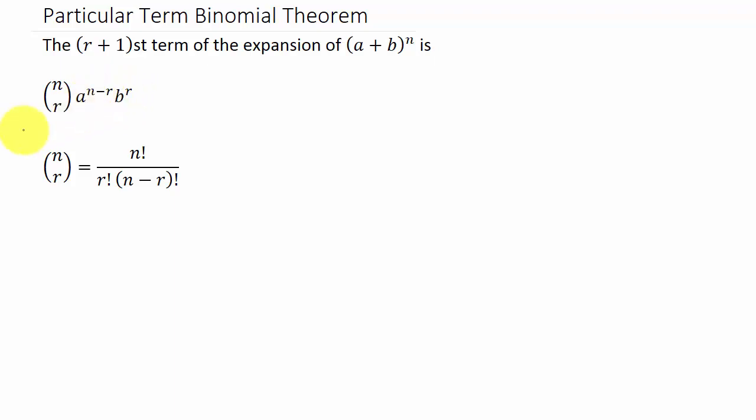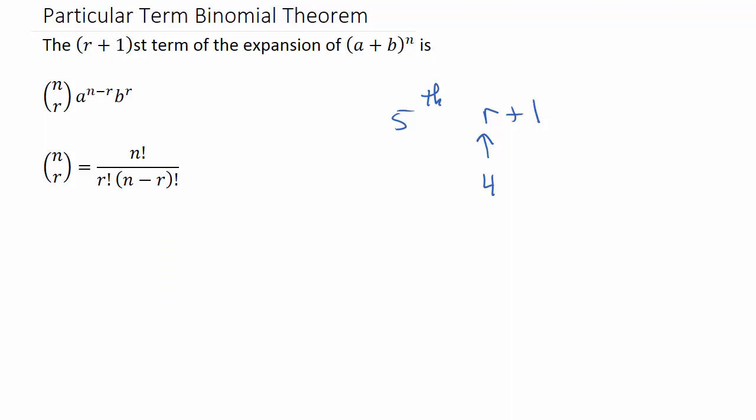Okay, so you've got to pay real close attention here, because if they ask you to find, say, the fifth term, remember, finding the fifth term, the 5 is r plus 1. So what would r be? r would be 4. And so we would plug 4 into our formula here. So that's where you've got to pay close attention.